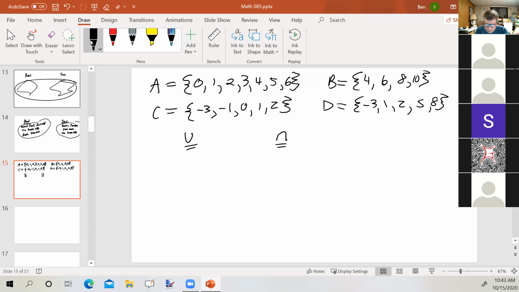Now let's say I want that. That means I want the intersection of set A and set B. So what would be in the intersection of set A and B? 4 and 6. Correct. Good job. Looking at set A and set B, that's what they have in common. So the intersection of A and B is 4 and 6.